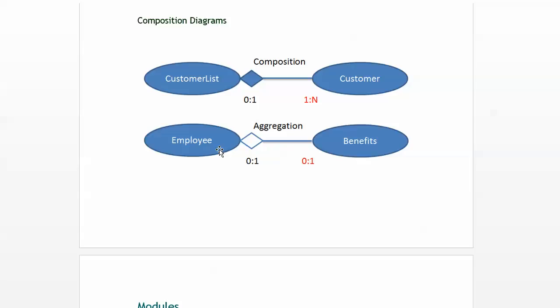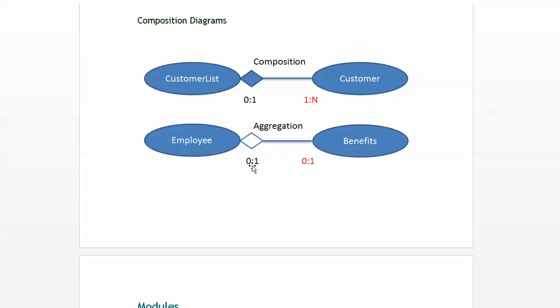Aggregation is similar. If I have an employee and they have benefits, they have a relationship. With composition, it's a stronger link. A customer list without a customer object is pretty useless as far as just an empty list. An employee without benefits, well, there's plenty of people that will argue that that's not a big deal at all. So we could say that the aggregation is a much looser binding. And as such, instead of it being mandatory, it's either 0 or 1. An employee either has them or they don't.